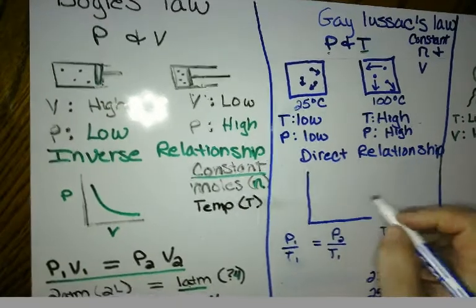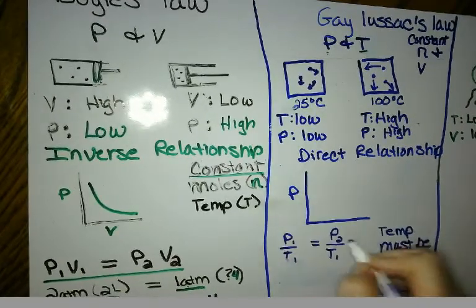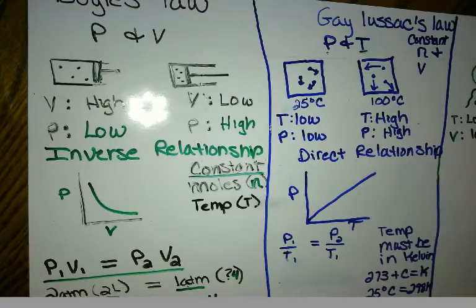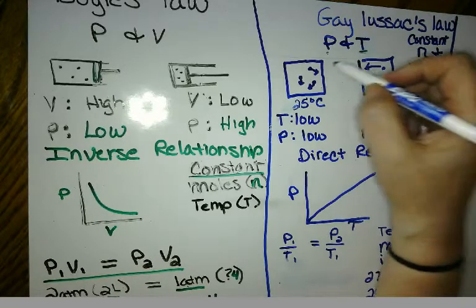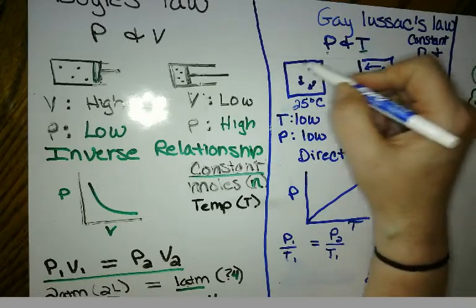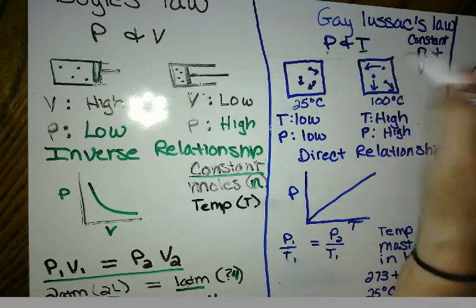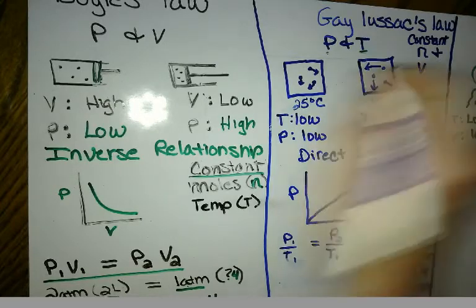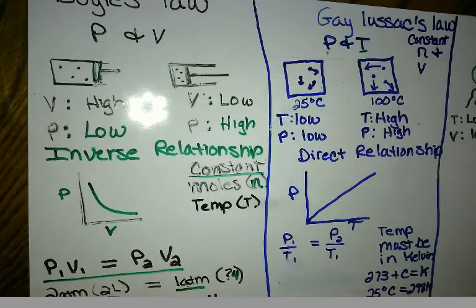And what does that look like on the graph if I do pressure over temperature? A direct relationship is just a straight line. Okay, what did I keep constant? Well, here it's a constant volume. This is a closed container. There's no piston that can move, so the volume stays the same, and my number of moles stay the same.